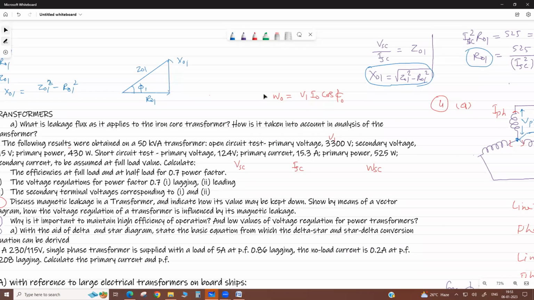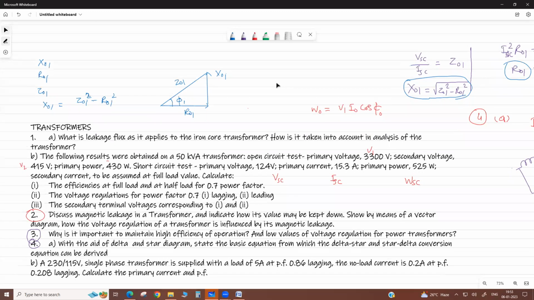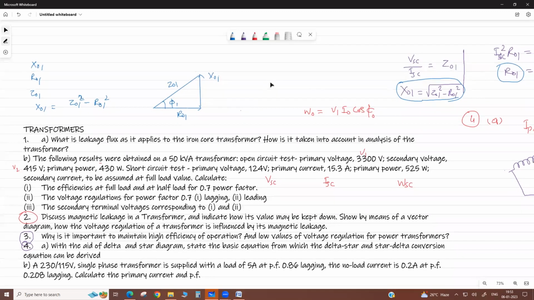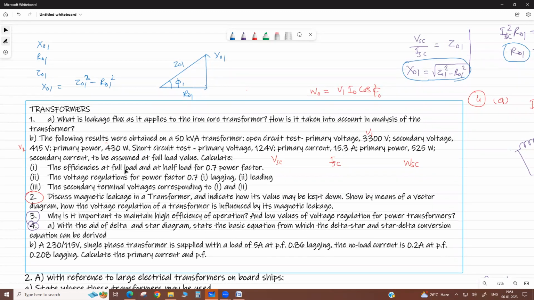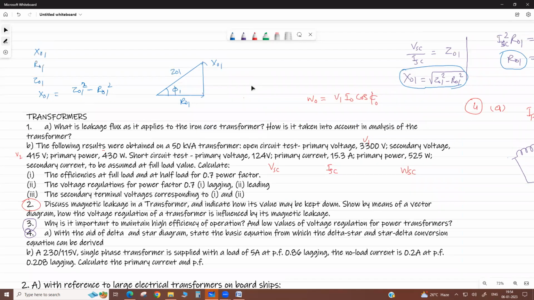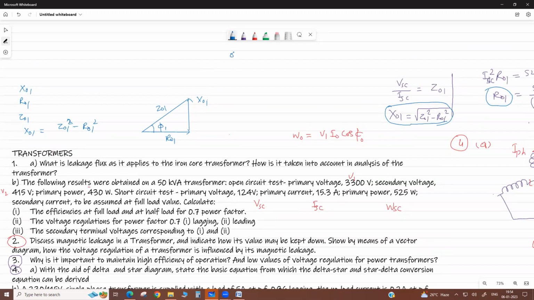We apply the red shade, no. The power factor is given. Now they ask for efficiency at full load and half load at 0.7 power factor. For efficiency you calculate the total losses. So what are the losses in a transformer? The no load open circuit test will give you the core loss. The W naught, that 430, is the iron loss. That is iron loss. Okay.